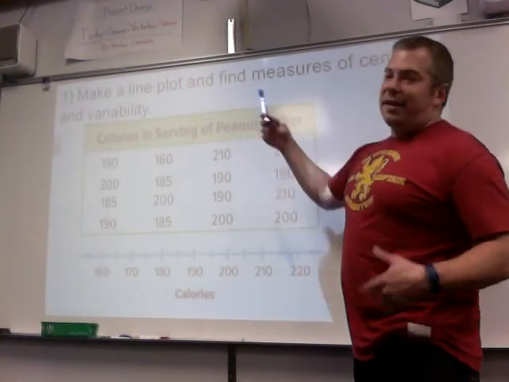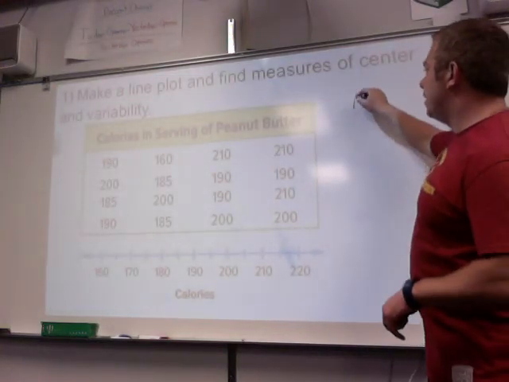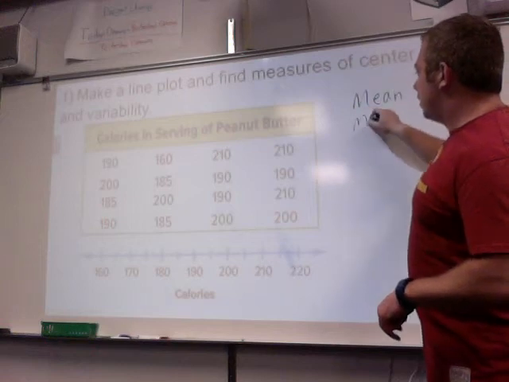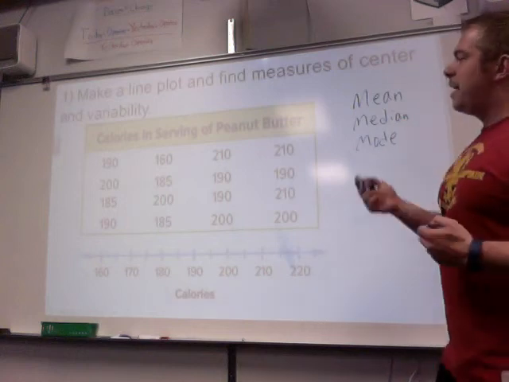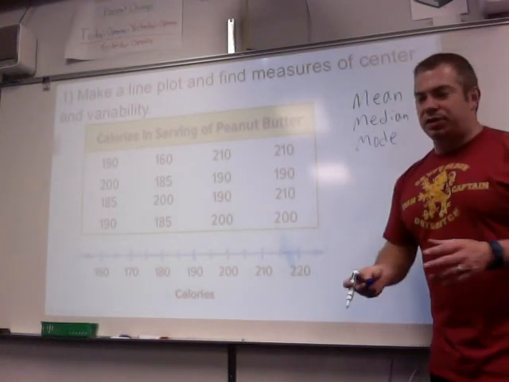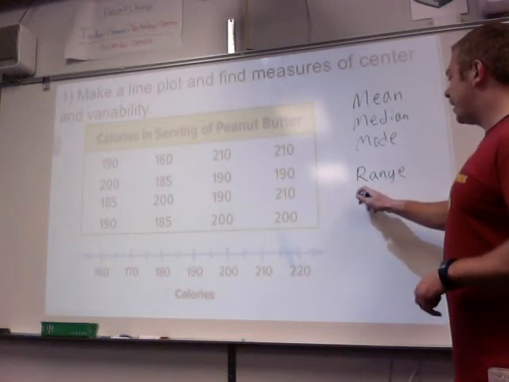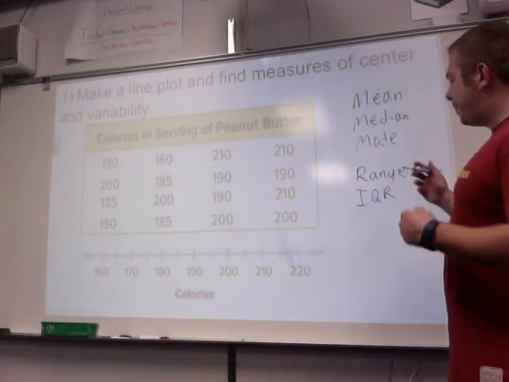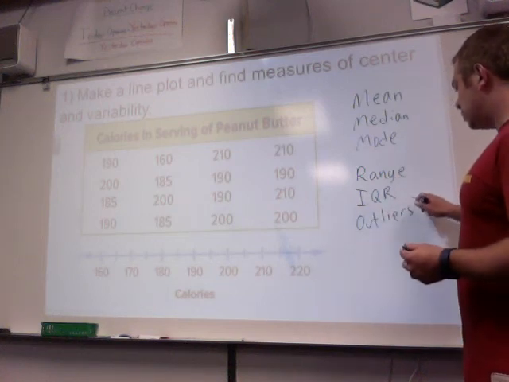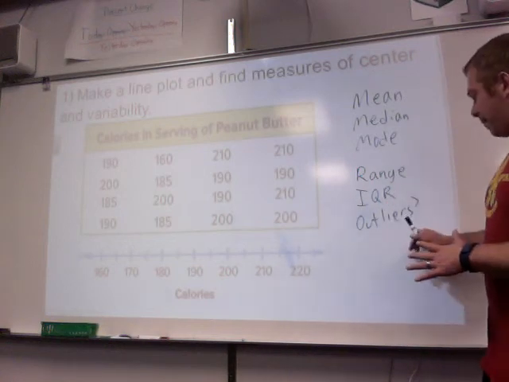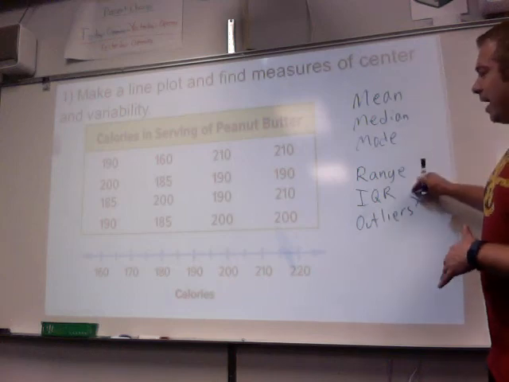Make a line plot, dot plot, and find measures of center, meaning you'll have to find the mean, median, and mode. And then you have to find measures of variability, variation, meaning you'll have to find the range, the IQR, and then determine, are there any outliers? If you struggle with finding if there's any outliers, that's okay. At least try to get mean, median, mode, range, and the IQR.